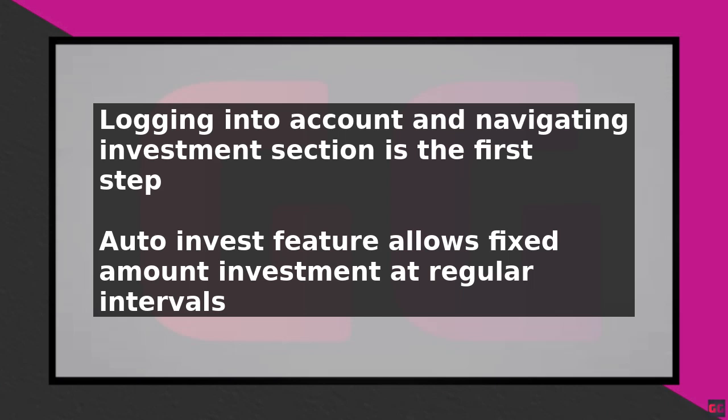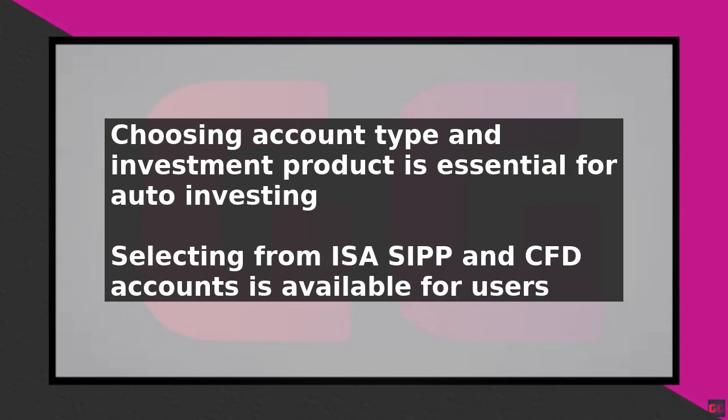First, click on the Auto Invest tab and select the account you want to use for auto investing. You can choose from a variety of accounts, including ISA, SIP, and CFD accounts. Next, choose the investment product you want to auto invest in, such as stocks, ETFs, or indices.